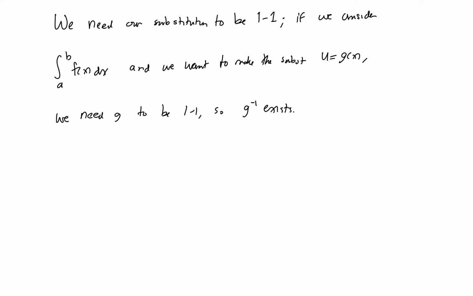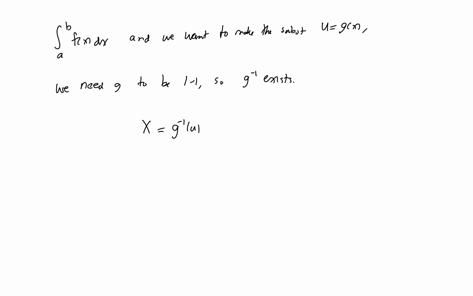So if g inverse exists, then to put it in our framework above, remember we wrote x as a function of the other stuff, so we want to write x is equal to g inverse of u, and that's our transformation. And so our Jacobian in this case, it's just 1 by 1, so this should just be dx du.